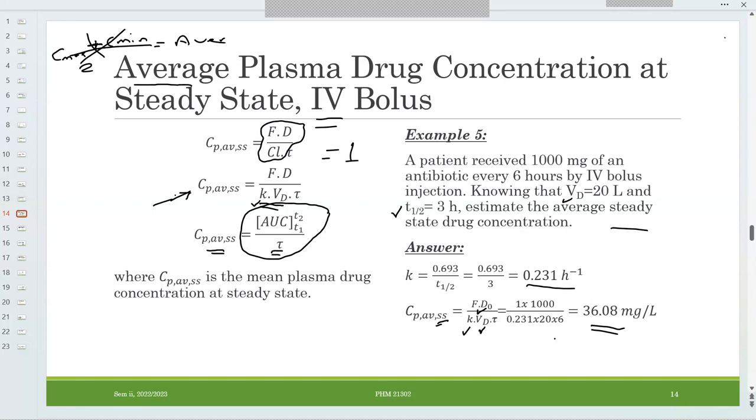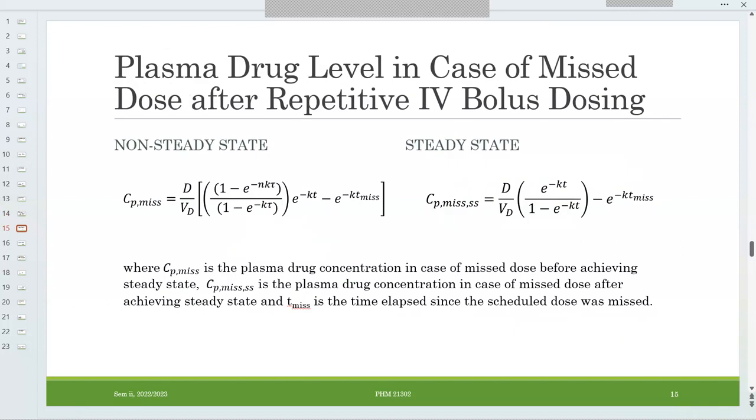36.08 milligram per liter. For the same dose and dosage interval, if you calculate Cmax, it will be higher than the average concentration, and if you calculate Cmin, it will be lower than the average concentration.